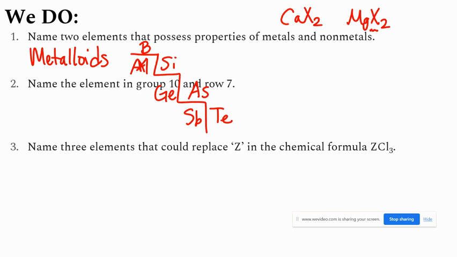Element in group 10, row 7. Group 10, row 7. Yeah, I'll just use the abbreviation. Some of those pronunciations are difficult for some.